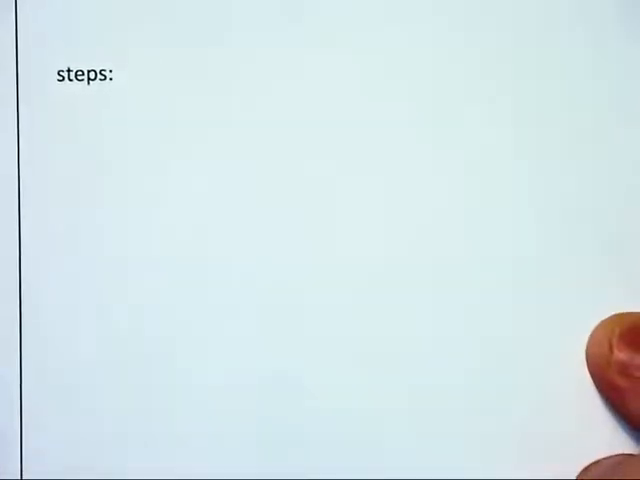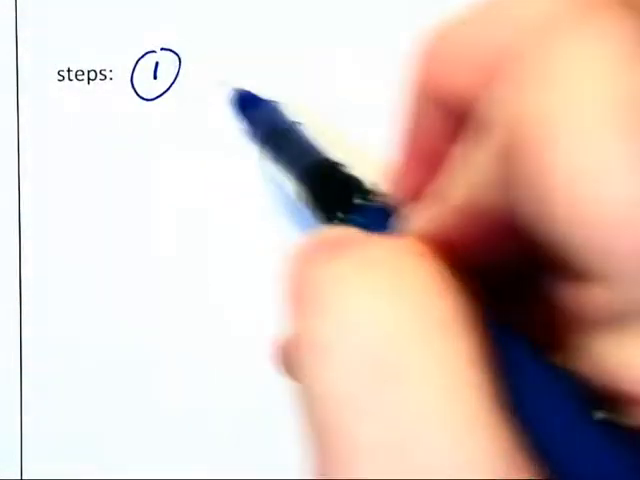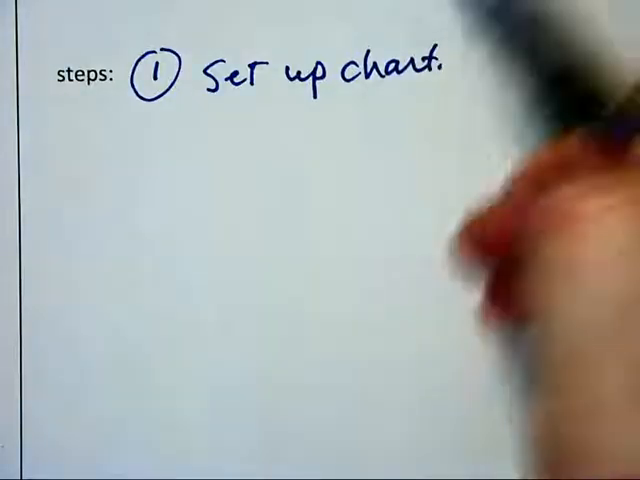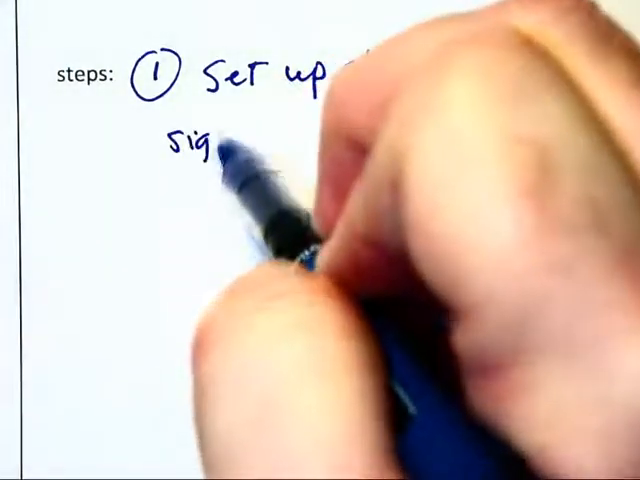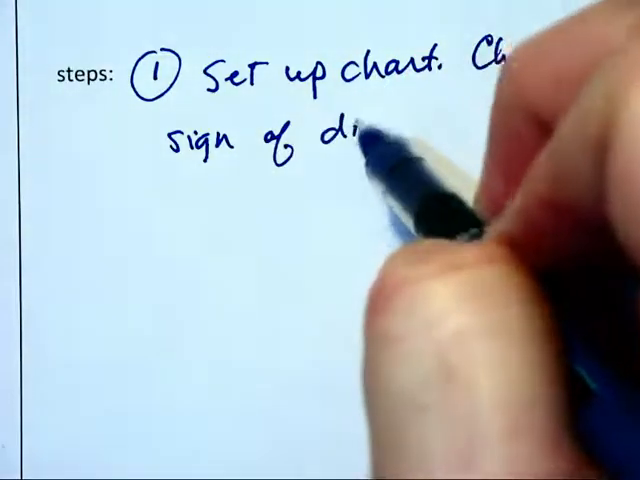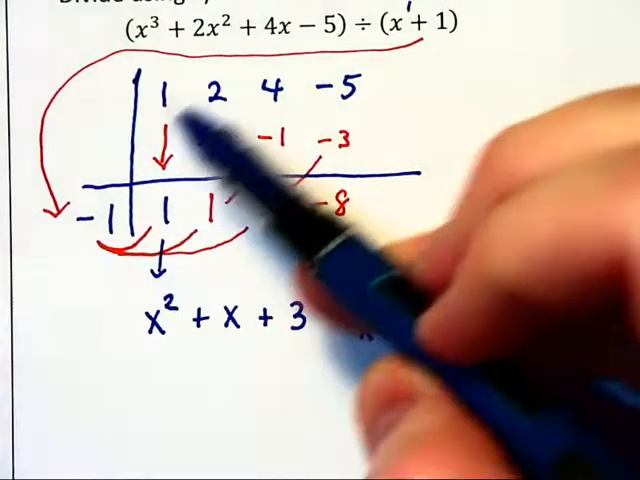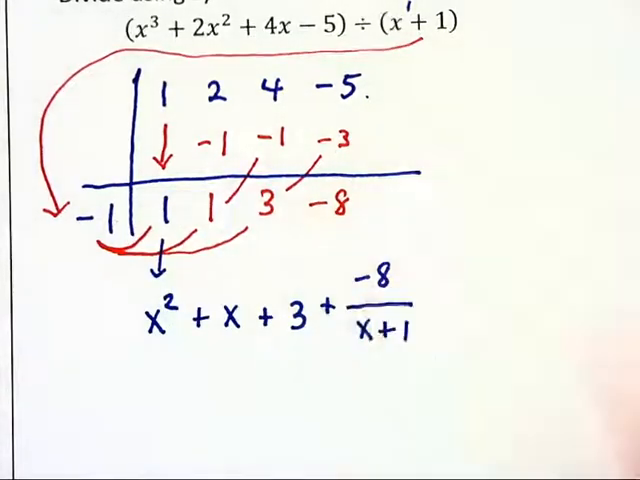Now let me write out the steps that I just used for this synthetic division. Number 1 is set up your chart. Pretty basic. And I'm going to say change the sign of your divisor. Now let's look at what that was up above. I set up the initial stuff that was in blue there, the top row. I changed the plus 1 to a minus 1.